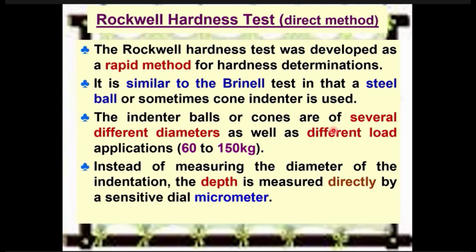What do we understand from the Rockwell hardness test method? It is a rapid method because we don't need to calculate the area of these materials. Instead of measuring the diameter of the indentation, the depth is measured directly by a sensitive dial meter. That is why we use this method for elastic recovery materials, because we don't need to measure the indentation size. We have an attached meter which can directly calculate the hardness of the material. It doesn't matter if it recovers the indentation point.